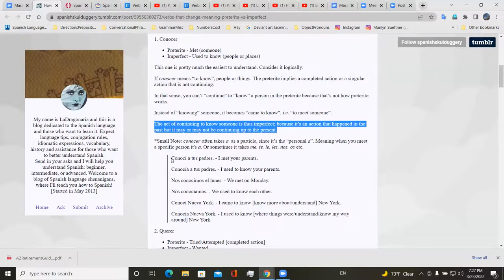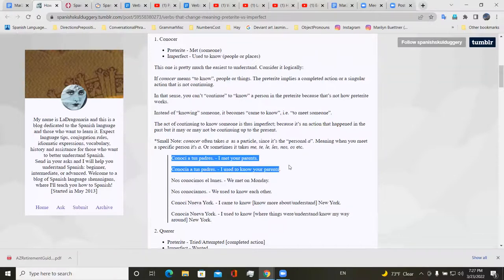Okay. So you'll get examples like this. Conocí a tus padres. I met your parents. But conocía a tus padres, same exact sentence, just flipping the verb tense. I used to know your parents. In other words, I knew your parents. Oh, I knew them. You know, maybe they're not with us anymore. I knew your parents. I used to know them, right? Nos conocimos el lunes. We met on Monday. We met the very first time on Monday. Nos conocíamos. We used to know each other. We knew each other. Okay.